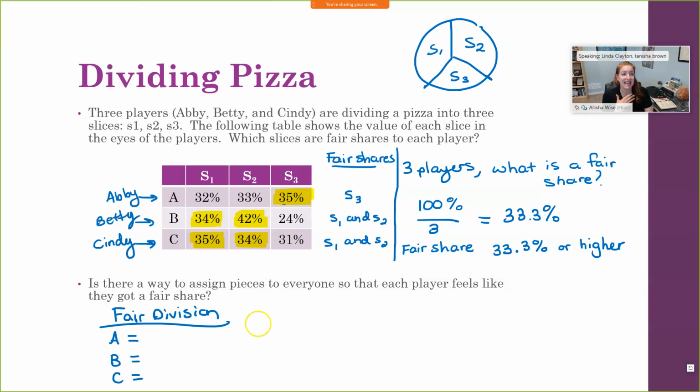Abby has to get S3. That's the only one that she feels is fair, right? So we have to give Abby S3. Now, does it matter if we give Betty S1 and Cindy S2 or vice versa? No, it doesn't matter.